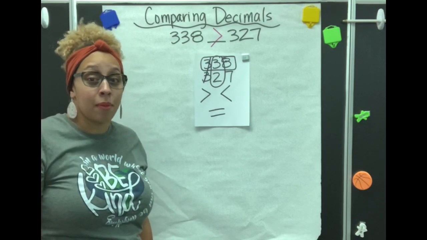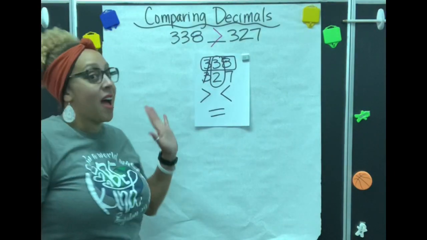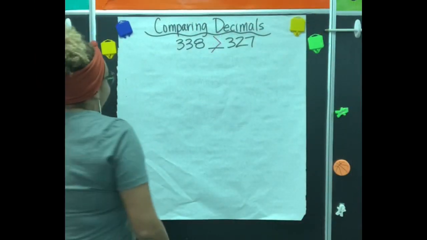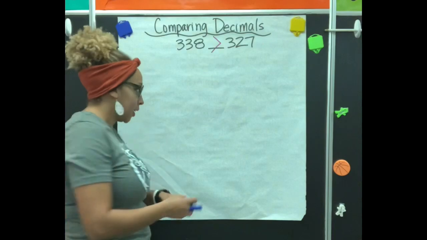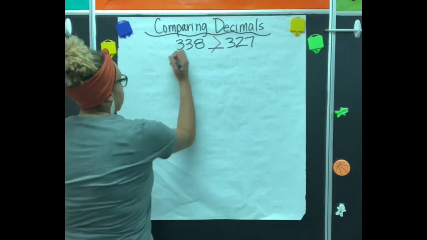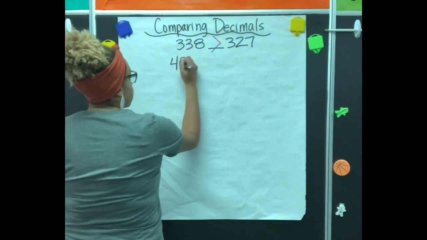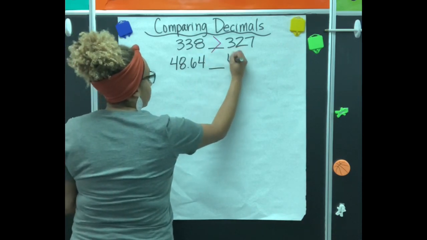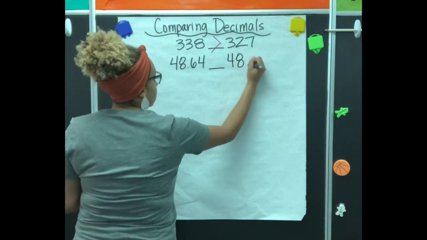So today we're going to talk about what happens when these numbers have decimals. So the first thing we're going to do is we're going to get our problem so that we have something to solve. We're going to have this number compared to this number.